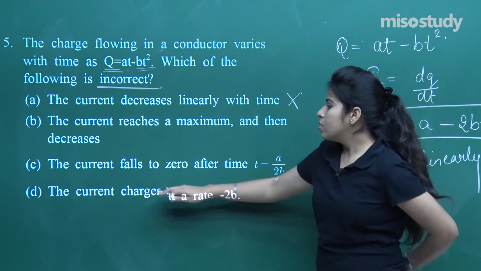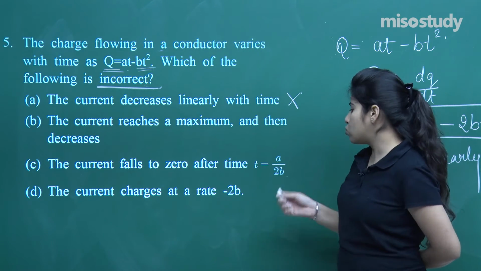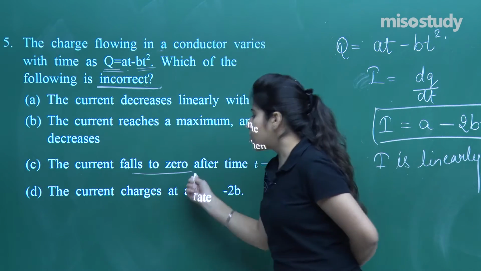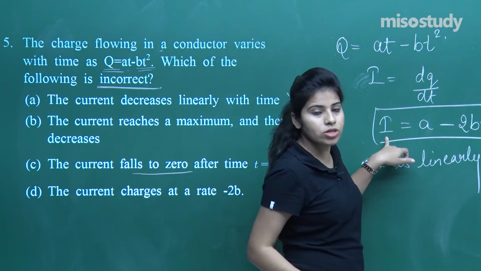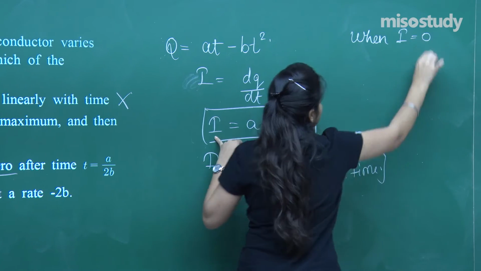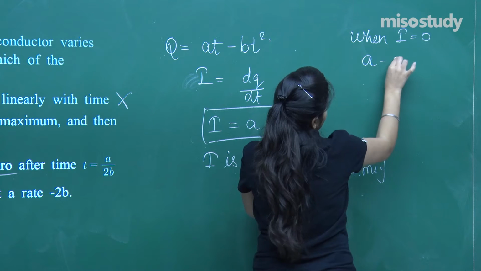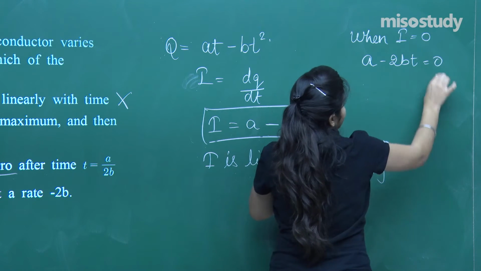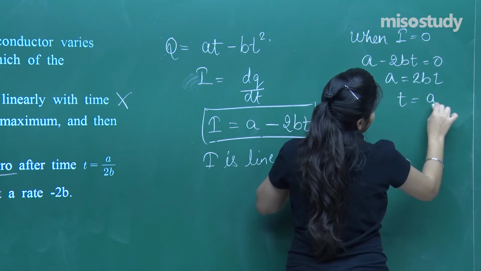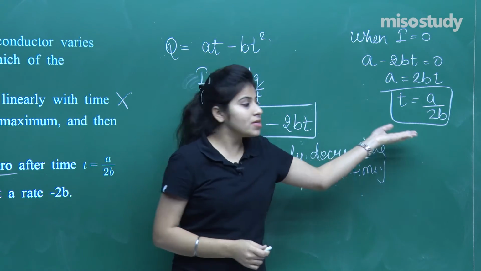Okay, so the current falls to 0 after time t equals A upon 2B. Current falls to 0. So if you put your current as 0 into this, let me write over here, when I is 0, what you will be having? A minus 2bt as 0. You have to tell them the time. So that will be A equals 2bt. So time equals A by 2b. So that means when your current is 0, your time is A upon 2b.